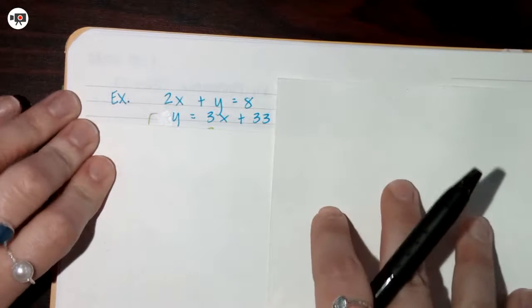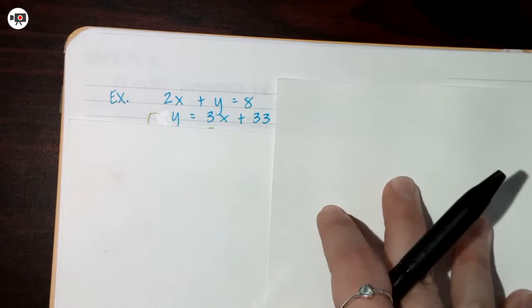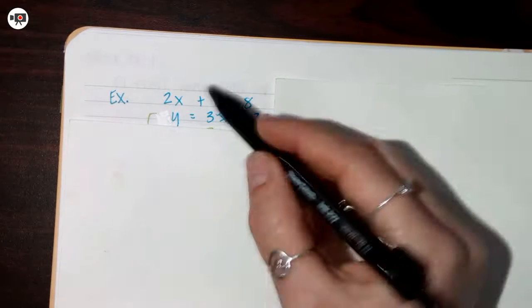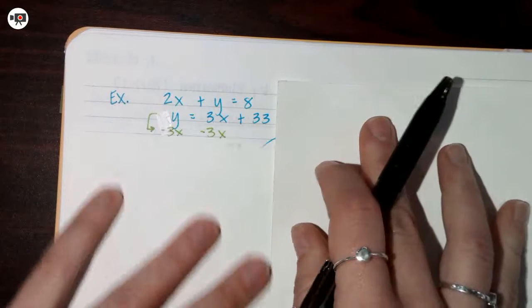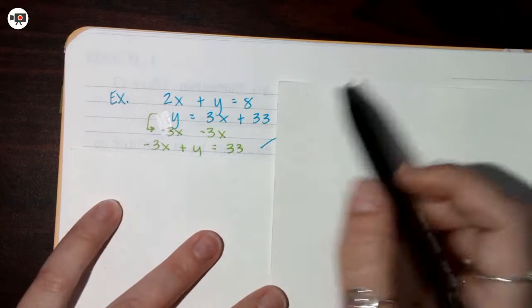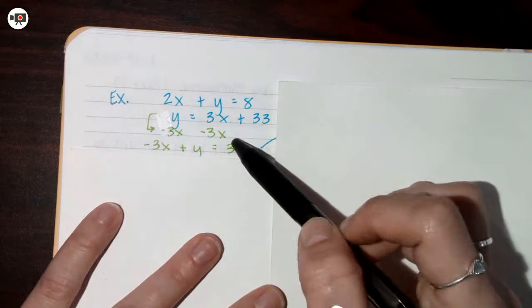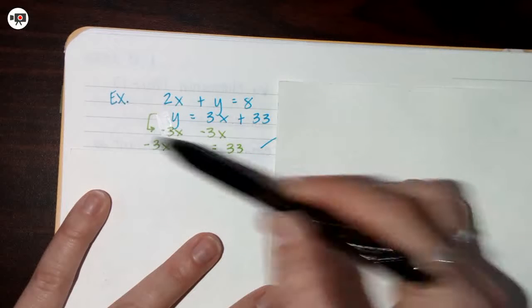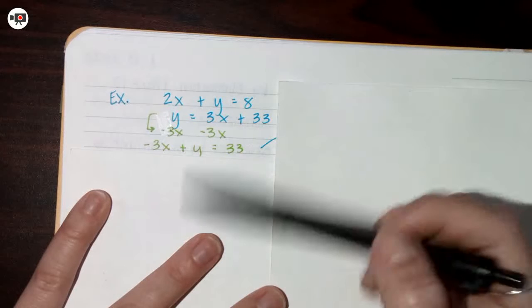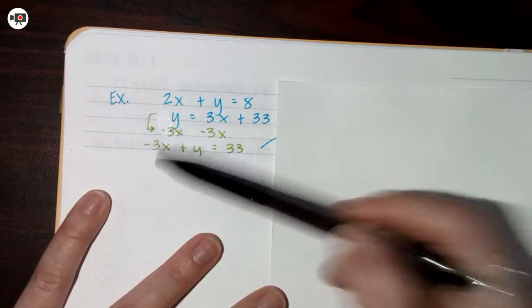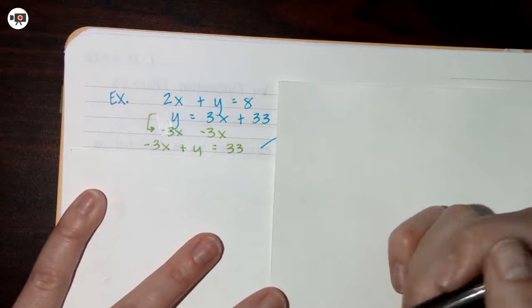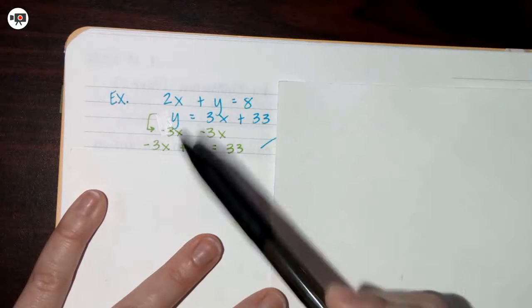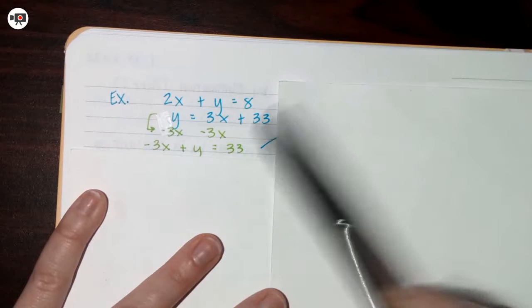Here's another one. This time I don't have all my x's, y's, equal signs, and numbers lined up. So I need to take my second equation and rearrange my terms. So if I subtract 3x on each side, my new equation, rearranged from the original equation, is negative 3x plus y equals 33.